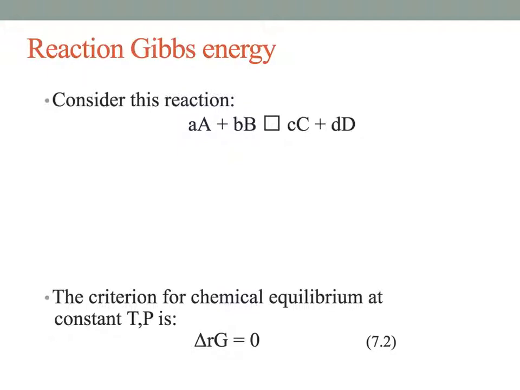Okay. So if this is our generic reaction, we can write that the reaction Gibbs energy for this overall reaction is equal to 0 if this reaction is under equilibrium conditions. If the reaction is under equilibrium conditions, then the reaction delta G is 0.